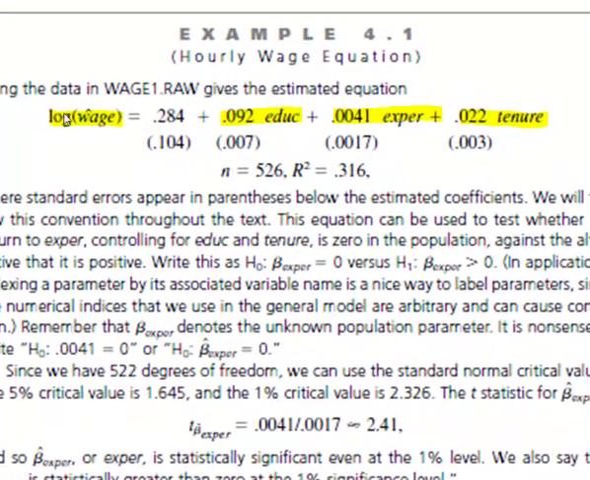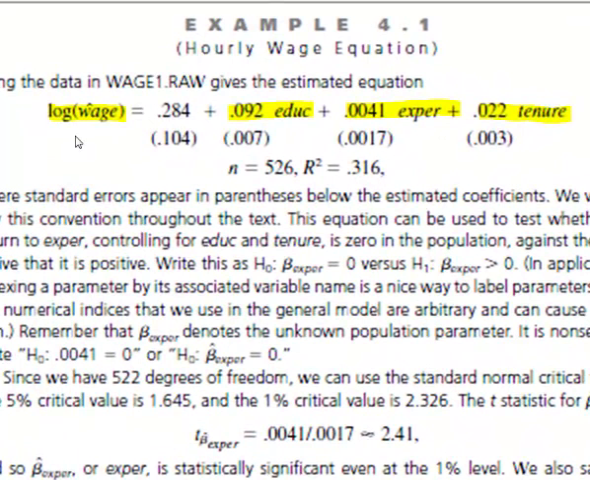Here's another example of hourly wage, where we have the log of wage as a dependent variable, education, the number of years in education, as an explanatory variable, the number of years of experience, and tenure, meaning some sort of job security. So you look at this model, and it's a very interesting model. First of all, it explains 32% of the variance in the log of wage, and it's a good fit. And we have standard errors reported here.